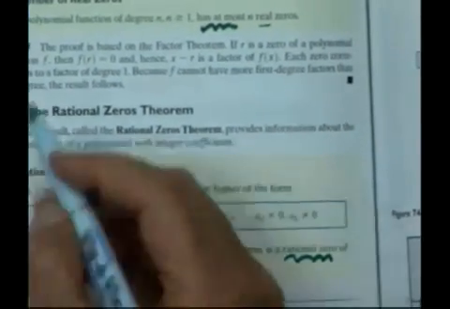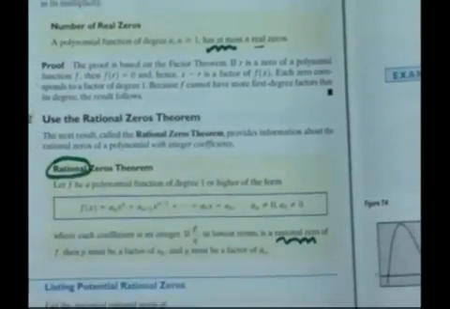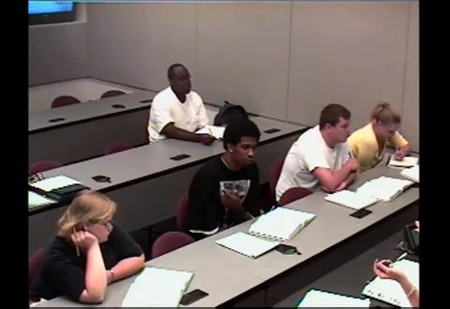Rational zeros. Notice this word is rational. Remind me what a rational number is? It's a fraction, and what do the numerator and denominator have to be? The denominator can't be 0, and what else? Integers. Your numerator and denominator are integers.